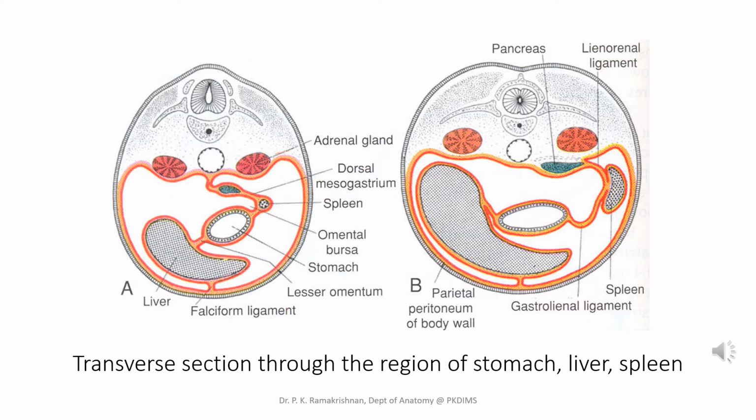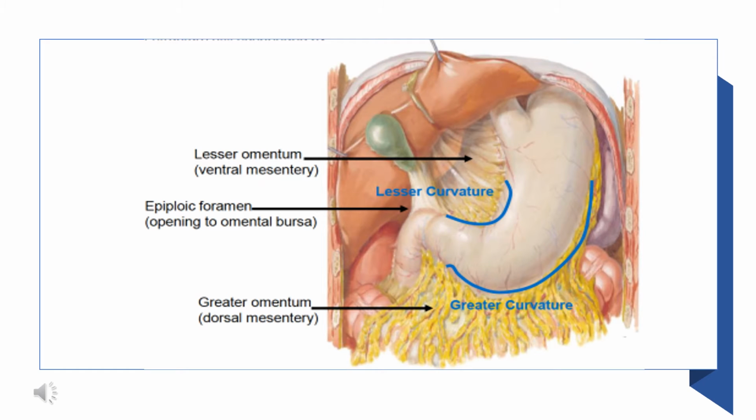And the third derivative of the dorsal mesogastrium is the greater omentum. This actual picture of the stomach will help you to identify the lesser omentum, which is a derivative of the ventral mesogastrium. You can see here the lesser omentum extends from the lesser curvature of the stomach and the proximal part of the duodenum to the liver.